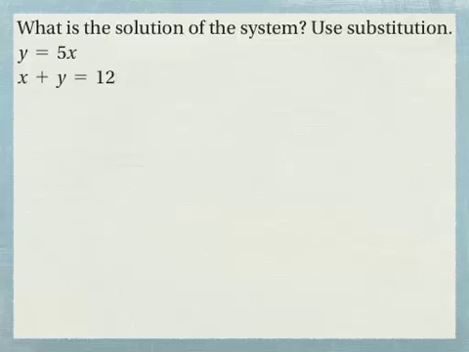This example says, what is the solution to the system? Use substitution. Remember, in a system of equations, we're trying to find one ordered pair that makes both of these equations true. Notice that they've given us y equals 5x, and then x plus y equals 12. To use substitution, we need to get a variable isolated by itself, which means alone on one side of an equal sign. It doesn't matter which variable, and it doesn't matter in which equation. If you look at these two equations, notice that y is already isolated in the equation y equals 5x.